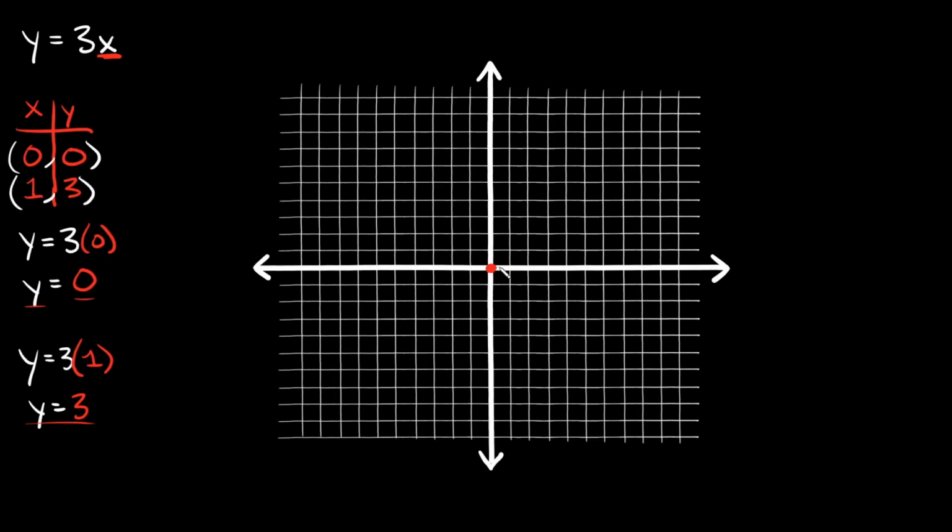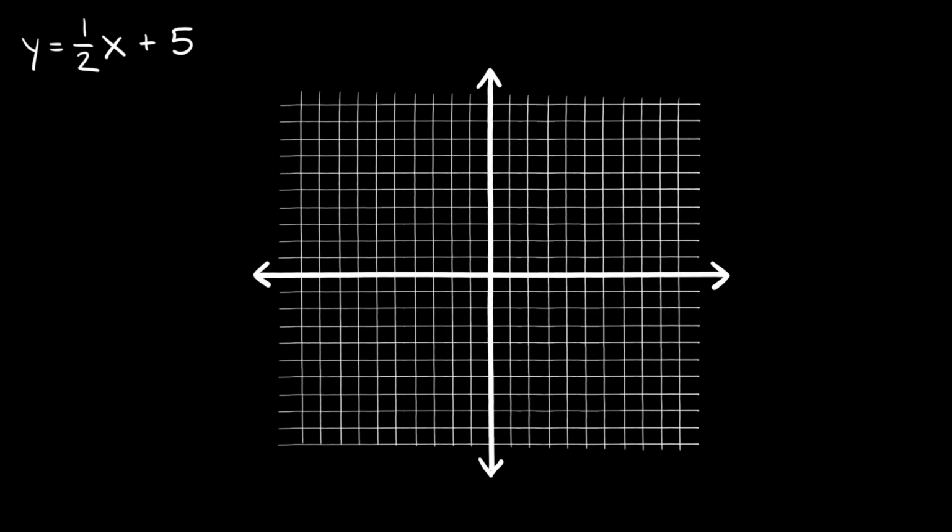Let's plot that. So (1, 3) would be 1 over, and then 1, 2, 3 up, right there. We found our 2 points, and then all you have to do is draw a line that runs straight between those 2 points. The line extends the entire way, basically. So this line represents the graph y = 3x. All right, let's try a couple more.